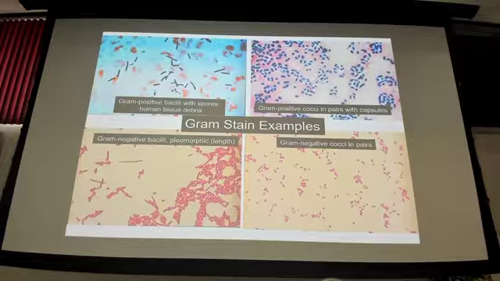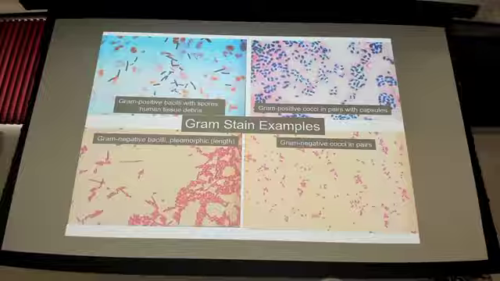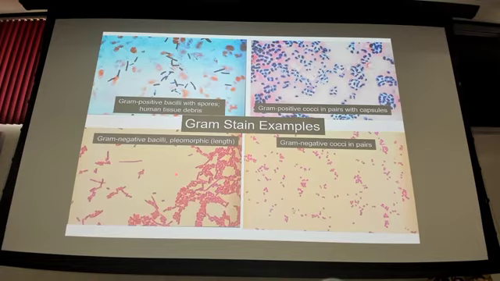Bottom left, we've got some pink bacteria. What shape are these guys? Also rods. So we've got gram-negative rods, likely gut bacteria, but not necessarily. Pleomorphic, so the different lengths. Some of them are quite long, some of them are really stubby.